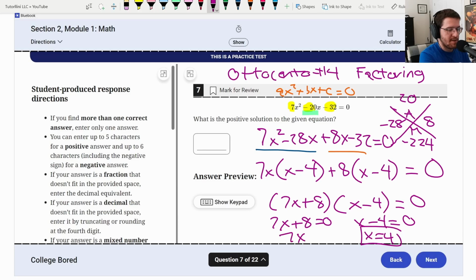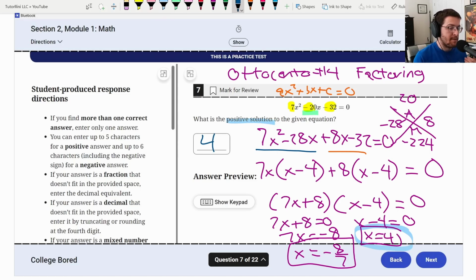Subtract 8 from both sides. We get 7x equals negative 8. And then we divide both sides by 7, and we get x equals negative 8 over 7. And they want us to find the positive solution. So the positive solution is 4. So we're going to lock in 4 as our answer.